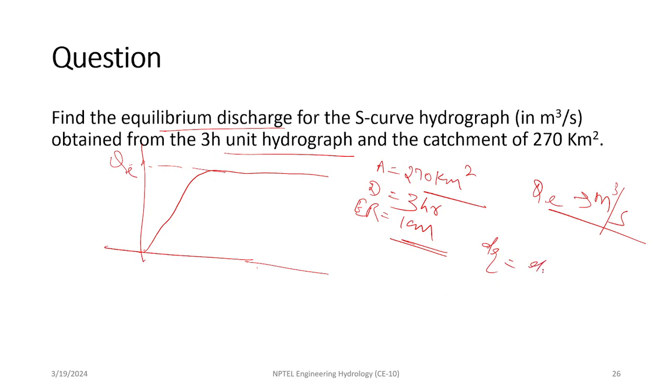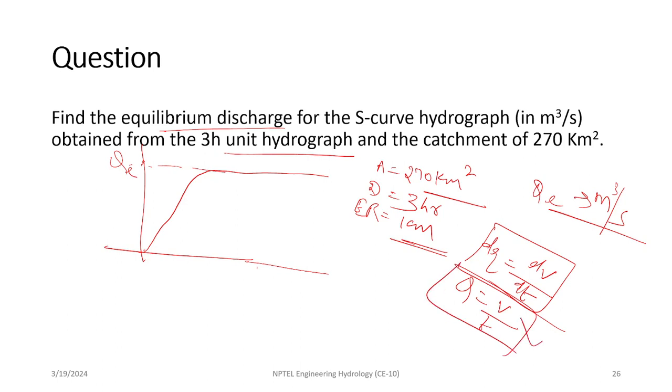dQ equals dV by dt. You may have studied this in Darcy's law or anywhere. So Q equal to V by t, it is just a simple relation, and now you have to work it out. So here you need to calculate Q, but keep in mind the units.